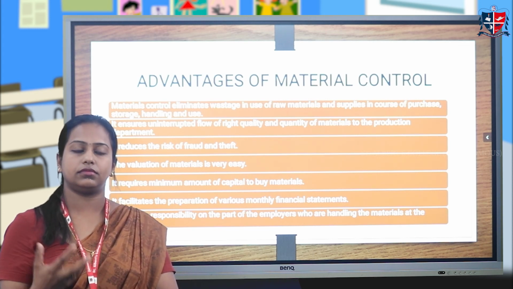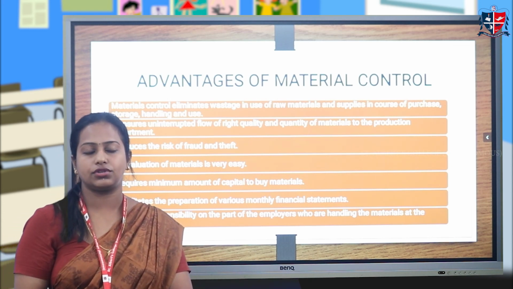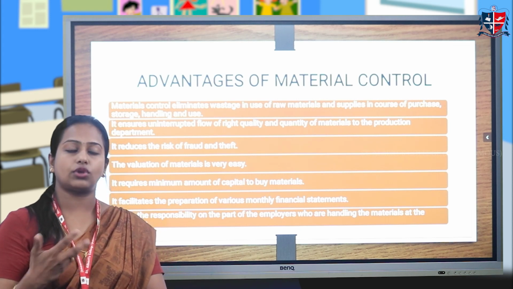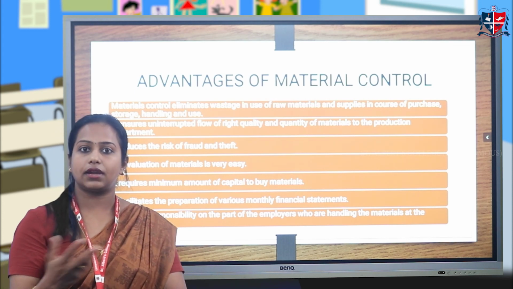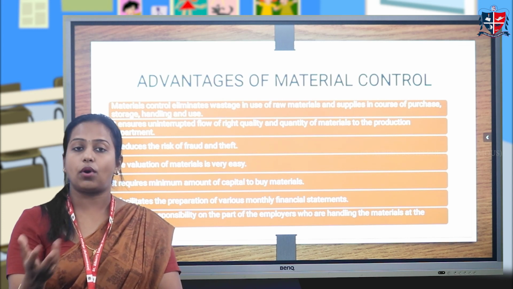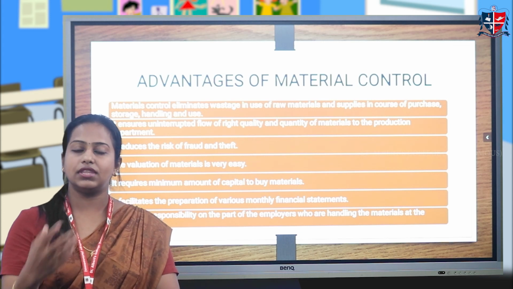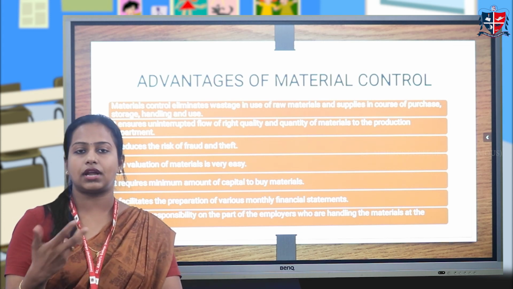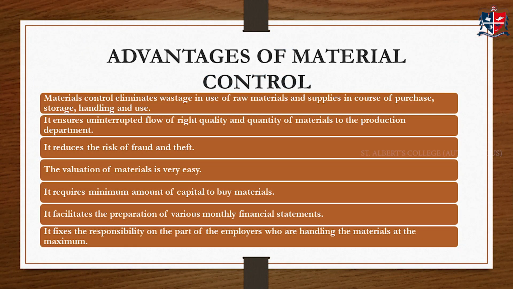Understocking: there won't be sufficient stocks or materials available while the production is happening. Or overstocking: when stocks are purchased every time and stocked a lot, there may be chances of wastages or spoilages, because we need a proper location to store. So when there is a proper inventory system, these understocking and overstocking issues can be solved.